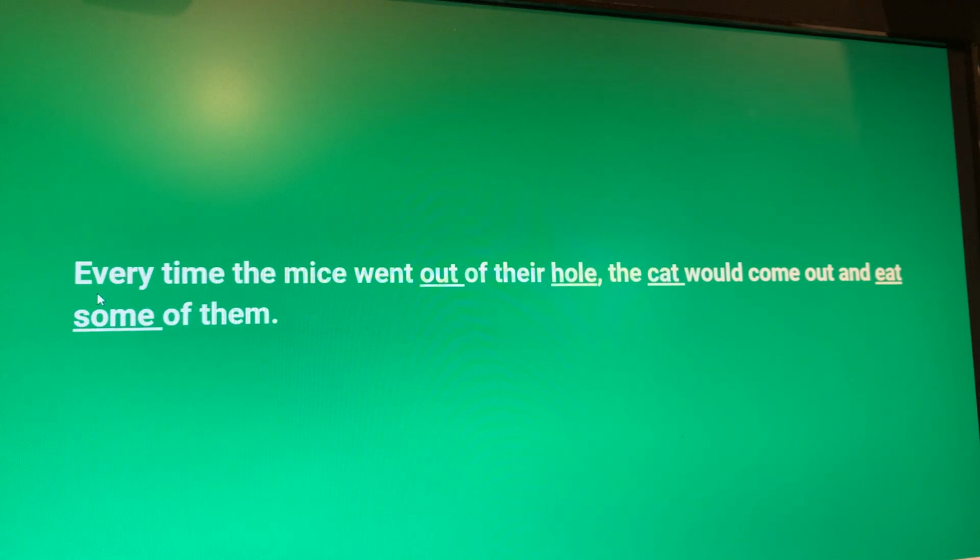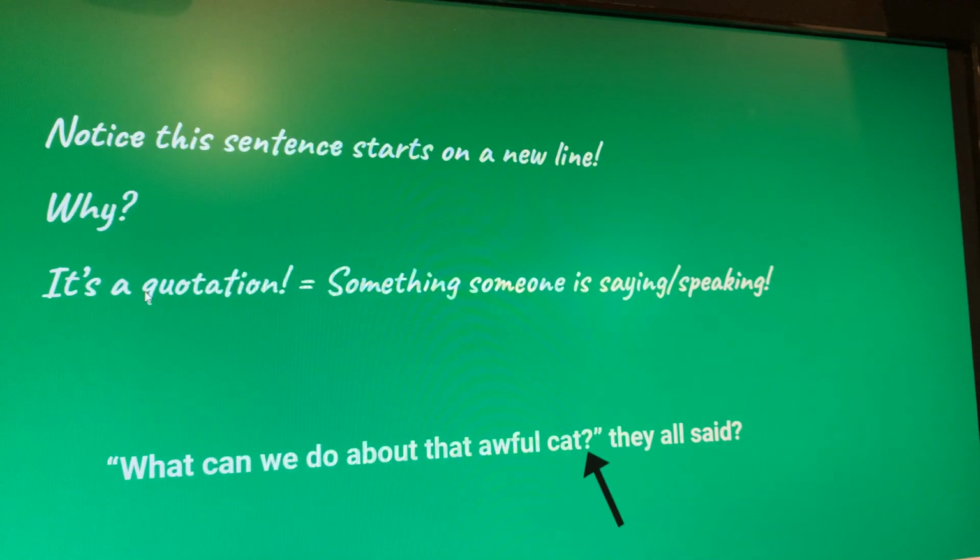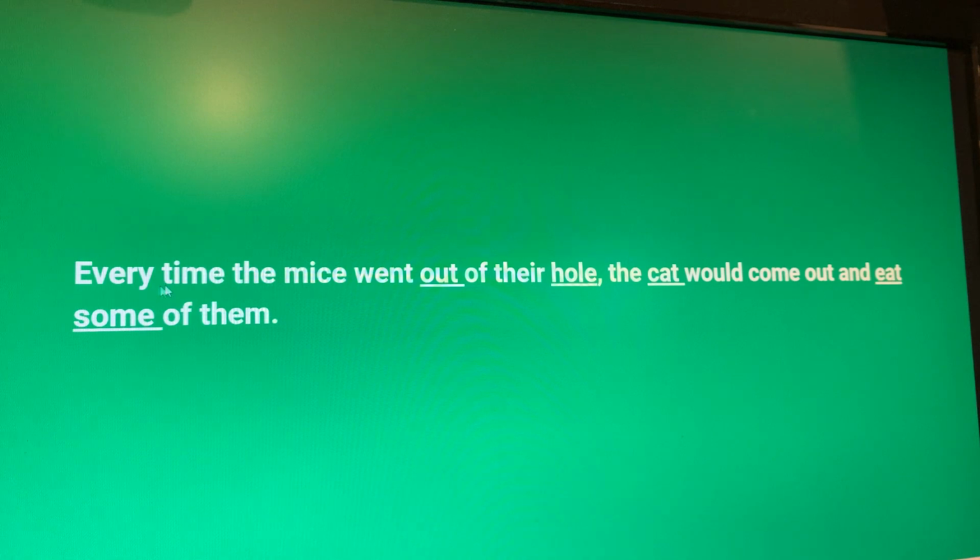Next sentence. Oh, looks like I skipped right to the underlining here. Every time the mice went out of their hole, the cat would come out and eat some of them. So I underlined out, hole, cat, eat, some. I'm going to underline this real quick.